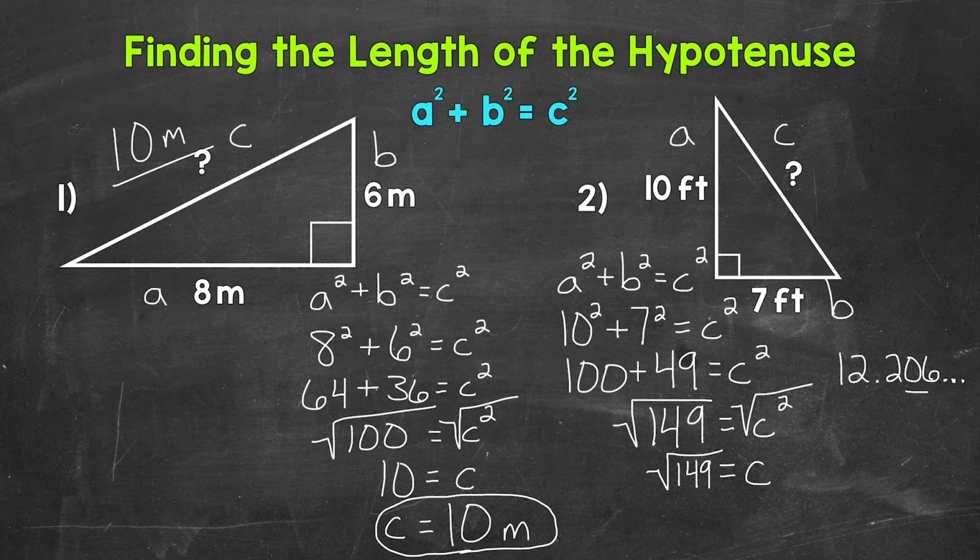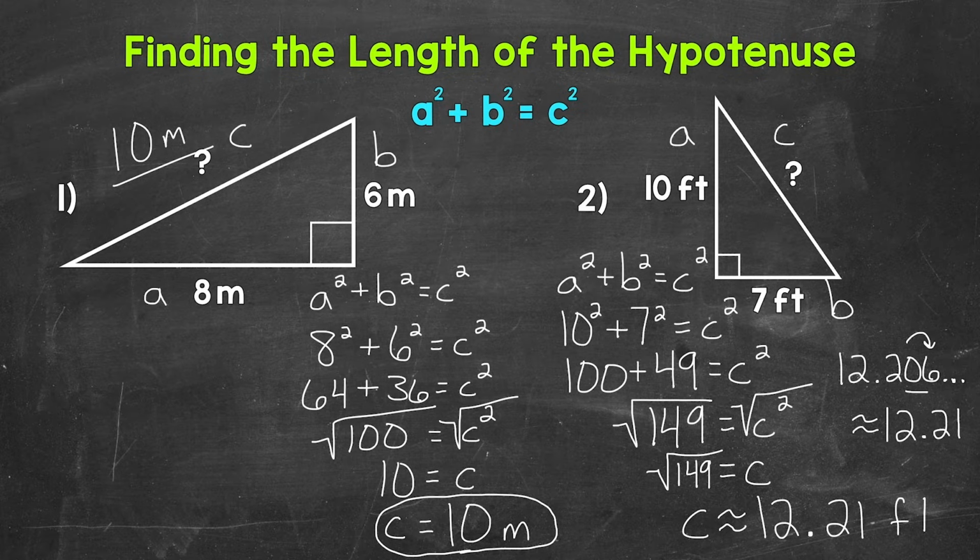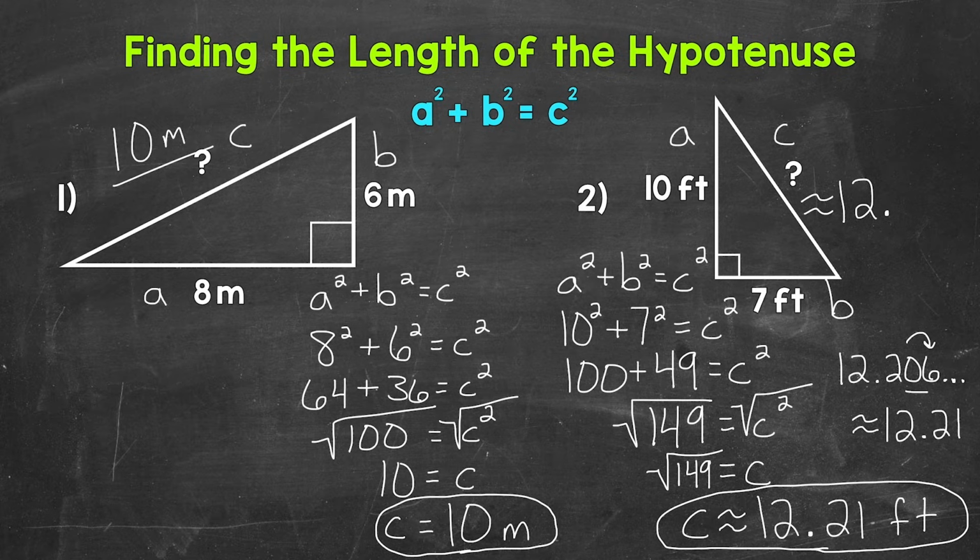So let's round it to the hundredths place. We have a 6 to the right in the thousandths, so this rounds up. So the square root of 149 is approximately 12 and 21 hundredths. So C is approximately 12 and 21 hundredths, and this is feet. So the hypotenuse is approximately 12 and 21 hundredths. Again, this is feet. So there's how to find the length of the hypotenuse.